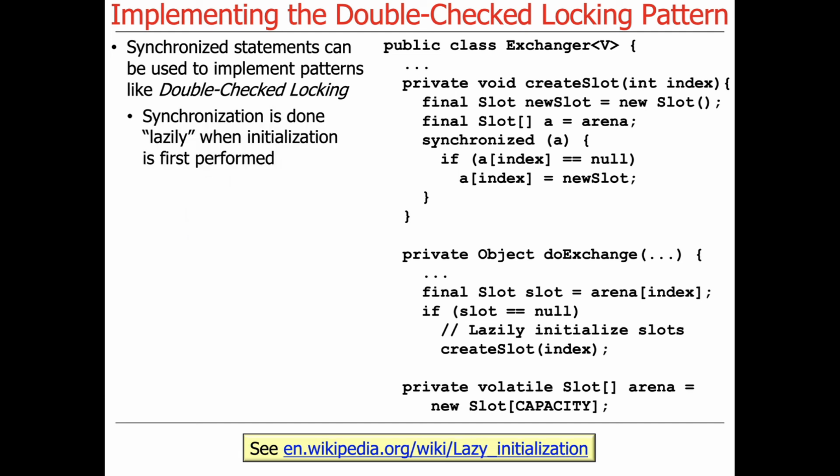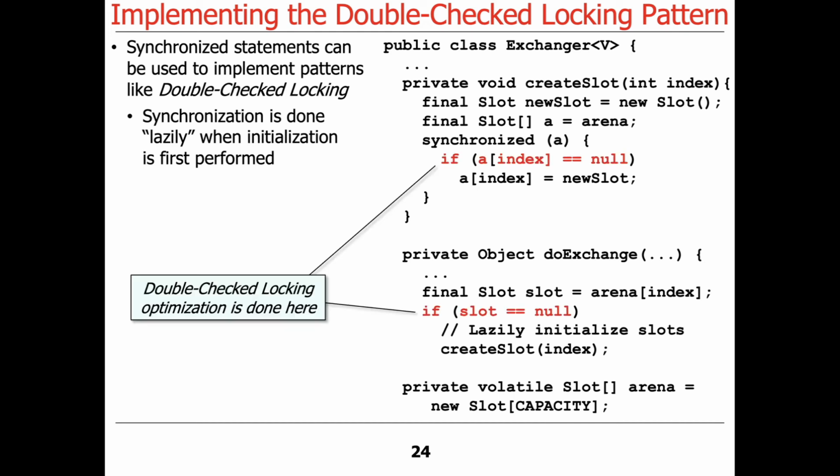What happens with the double-checked locking pattern is that synchronization is done lazily when initialization is first performed. As you can see here, this is a method called doExchange, and it comes in and says, if the slot is null, then lazily create the slot. So we go in here, we say arena index, get the slot. If the slot is null, then we lazily are going to initialize it.